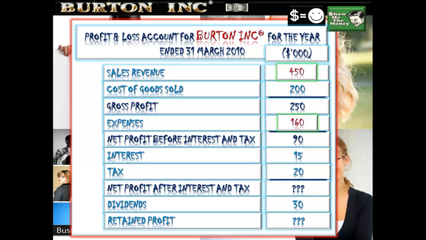Interest will be subtracted from net profit and then tax after that as well. So 90, subtract 15, subtract 20. What are we left with? $55,000. Looks like the business is paying $30,000 out of that money to their shareholders and keeping the rest in the business. How much are they keeping in the business as retained profit? 55 minus 30,000 dividends will leave $25,000 to be invested back into the business.